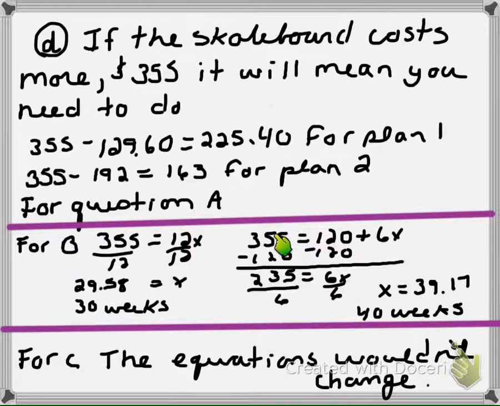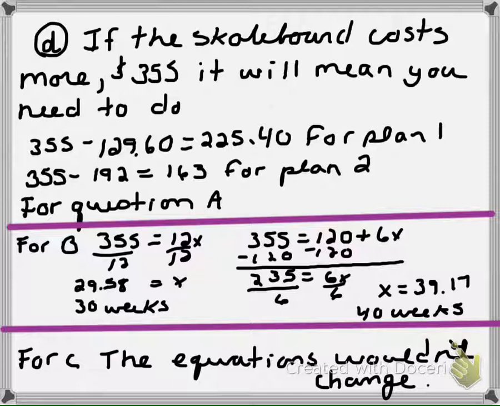On the second plan, if the skateboard costs $355, this time there's an initial payment and you're only paying $6 per week. When you solve this equation for the number of weeks, you subtract 120 on both sides. That gives you 235 equals 6x. Now you divide by 6 on both sides, and x is equal to 39.17. It was 0.1666666, I rounded. That means it's going to take you 40 weeks to pay off if it costs $355.